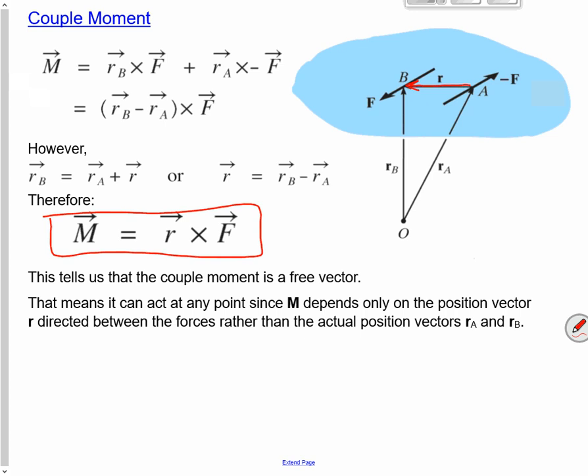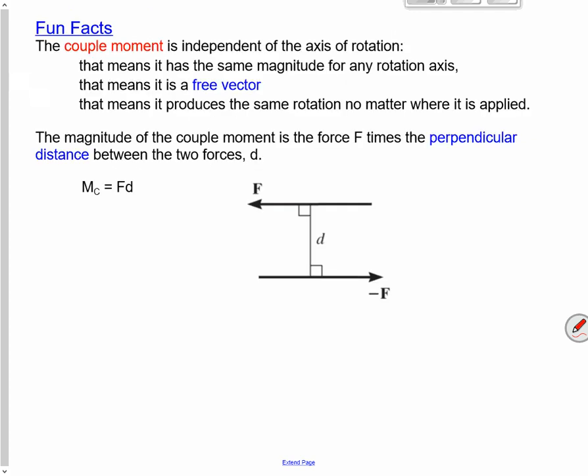So what that tells us is that the moment of a couple is a free vector. It can act at any point since M depends only on the position vector directed between the forces rather than the position from where the axis is. The couple moment is independent of the axis of rotation, and has the same magnitude for any rotation axis. It's a free vector, and produces the same rotation no matter where it's applied. The magnitude of the couple moment is the force F times the perpendicular distance between the two forces. Perpendicular.